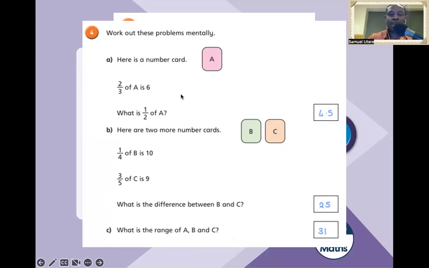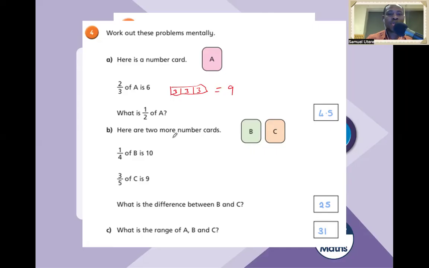Because of the denominator, mentally you say, well, I'm going to split things into 3 equal parts. 2/3 of that is 6. So it means 2 parts of this represent 6. So if you divide the 6 into 2 parts, that's 3, and that's 3, and that's 3. So you know straight away that you're dealing with 9 items. But you're being asked what is half of that. Half of 9 is 4.5. Altogether it's 9. So half of 9 is 4.5.